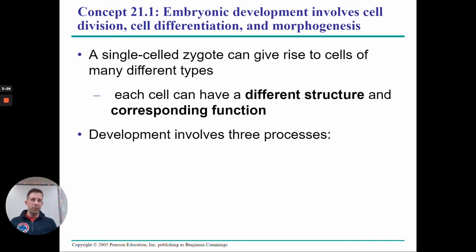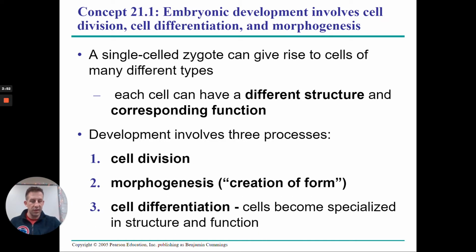And each one of those things that I just mentioned is governed by our genes, right? So we ultimately are a function of all of these different cells which are coded for by our genes. And each cell that makes us up can have a different structure, and as a result, have a corresponding function. Now, the development of that zygote from the time it's fertilized to where we are now involves three processes: cell division, morphogenesis, which is also known as the creation of form, okay, and then cell differentiation, which is where cells become specialized in their structure and function.